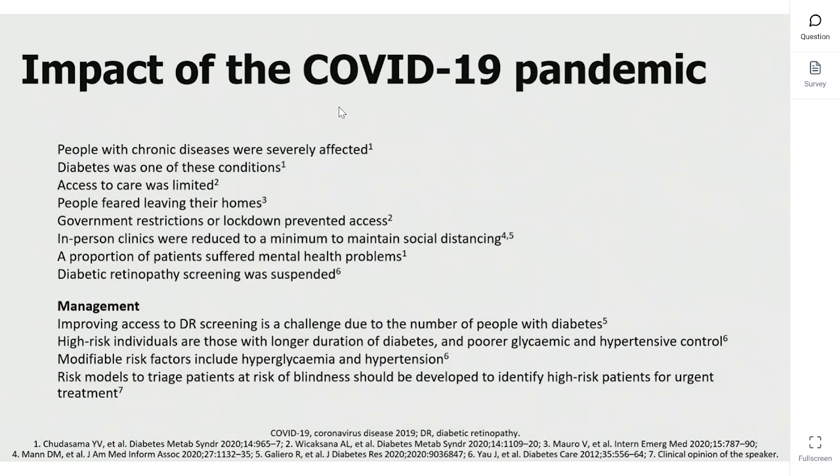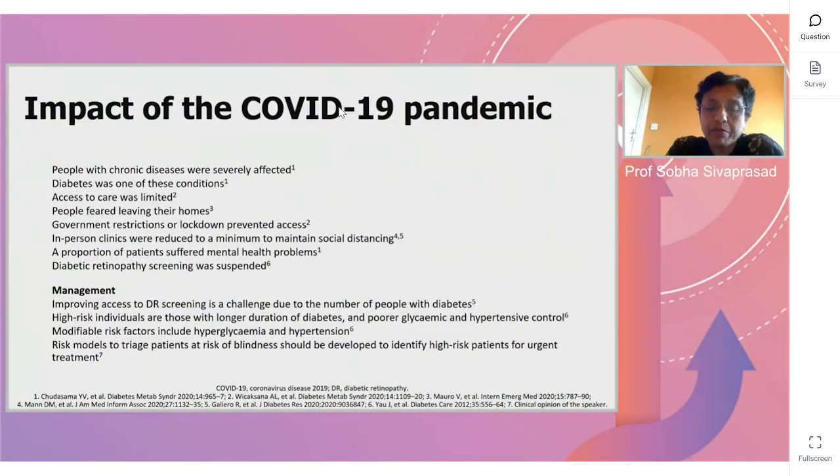And this resulted in a reduction in the number of patients seen in clinics, especially because we were advised social distancing as well. All these led to a great number of patients not getting their care in time, patients suffering from mental health problems, and of course, all diabetic retinopathy screening programs were suspended for a considerable period of time. All this made us think, what is happening here? How can we ever recover? How can we provide better access to diabetic retinopathy screening around the world?